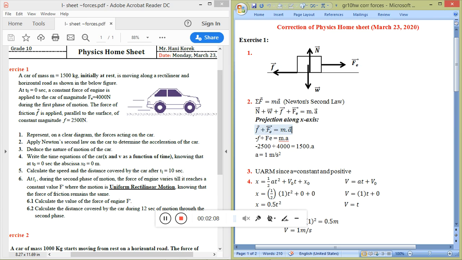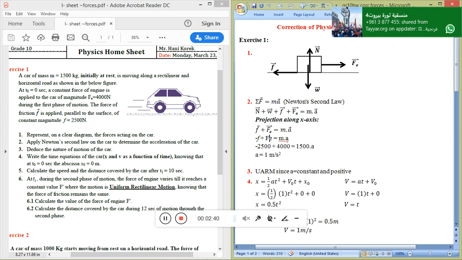Removing the vectors, we should put whether the force is in the negative or in the positive direction. How do we know? We take the positive direction as the motion of the car. The car is moving to the right, so the positive is to the right. Fe is with the direction of motion of the car, so it's positive, while F, the friction, in all cases is negative. So minus F plus Fe is equal to ma, mass times acceleration.